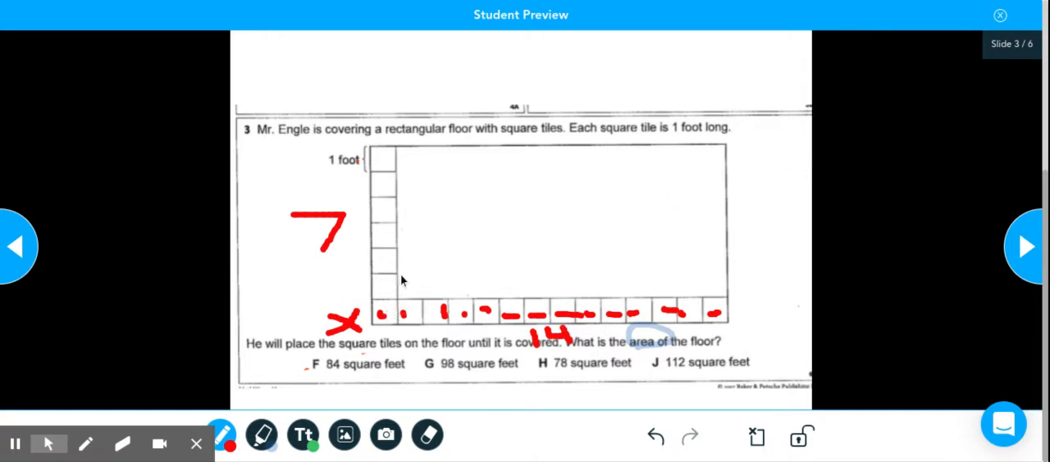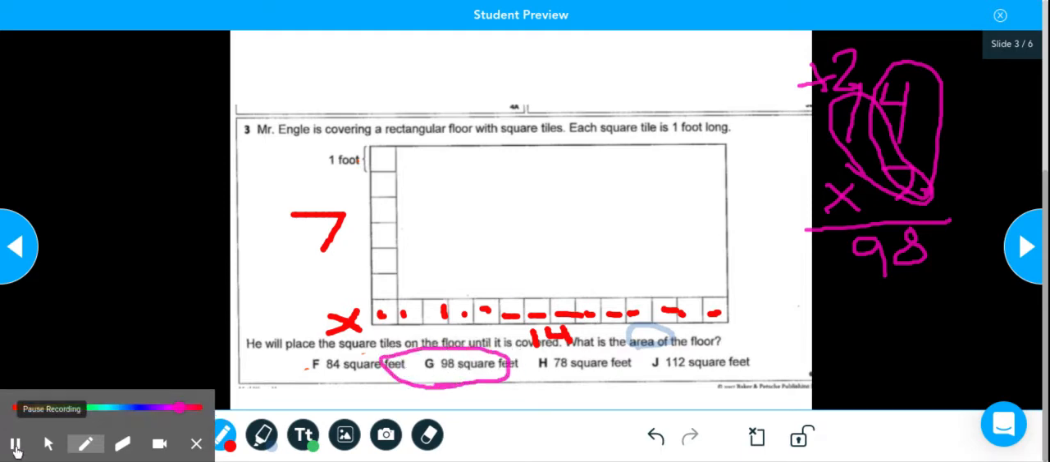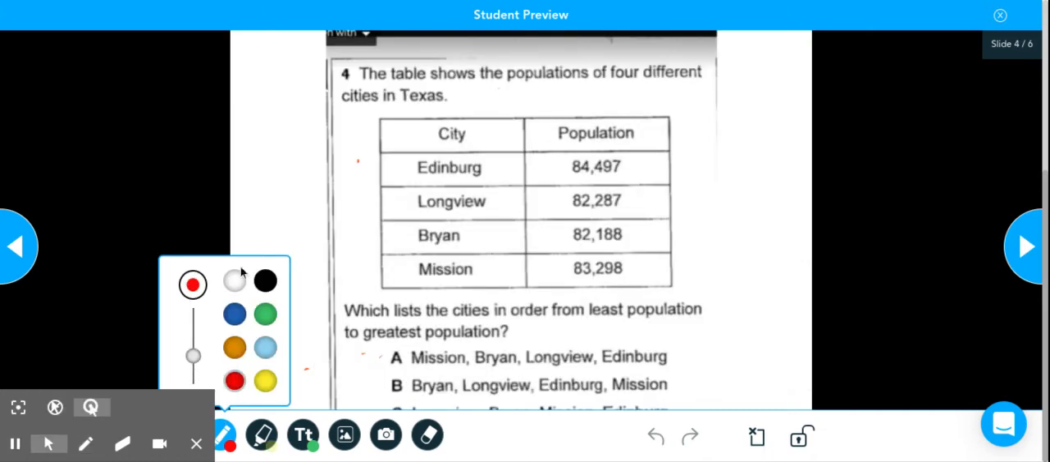So that is a 2-digit times 1-digit problem. We have to come over here and you have to do 14 times 7. 7 times 4 is 28. Carry your 2, make it a plus 2. Then 7 times 1 is 7, plus 2 more is 8, 9. Final answer is 98 square feet is the area.